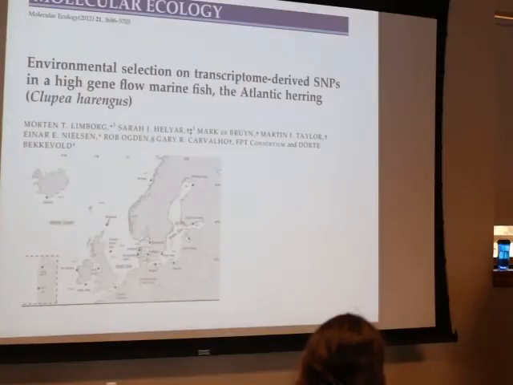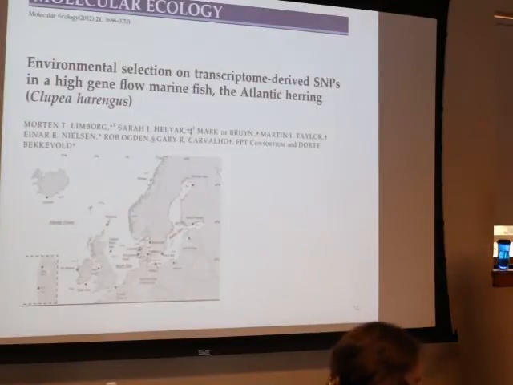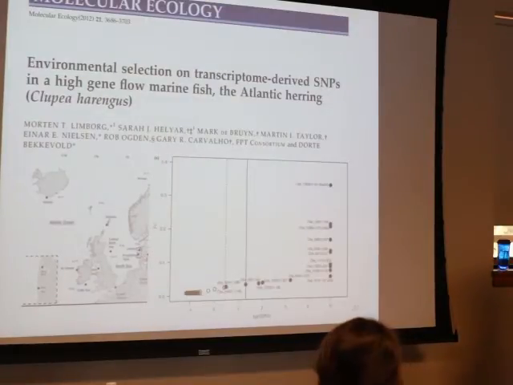This is a paper that came out in 2012 by Morten Limborg, who was a postdoc in our laboratory. He did this for his PhD, and he was looking at Atlantic herring. He did the typical BayeScan, and if you aren't familiar with the plots that come out of BayeScan, he found quite a number of outliers over here, stacked up with a very, very high probability of being under selection.